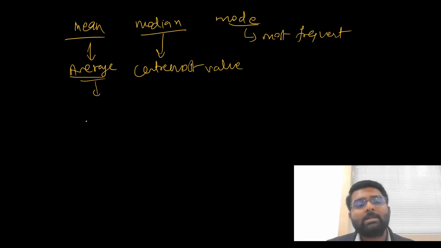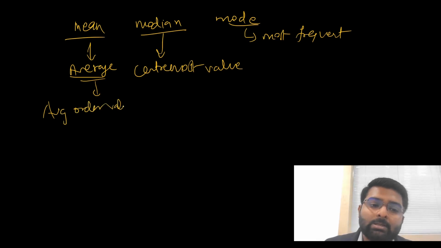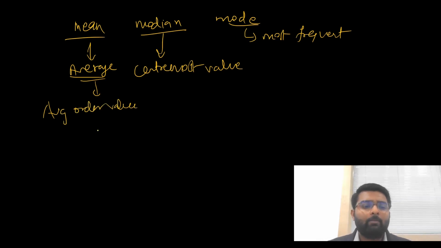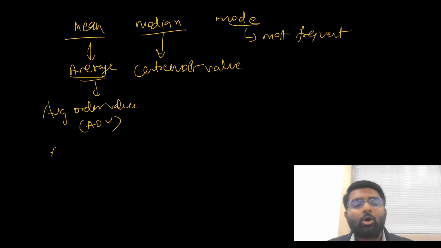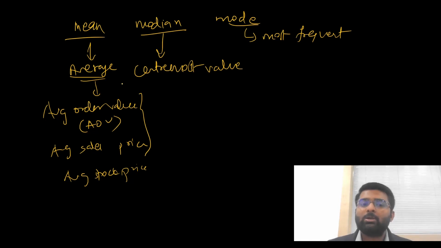When we are doing statistical analysis, you have heard about average order value for someone like Zomato or e-commerce people, the basket size, called AOV, average order value. Why is average order value important? Why is average sales price important? Why is average stock price important? Why am I taking average, and why am I not focusing on median order value or median sales price or median stock price?